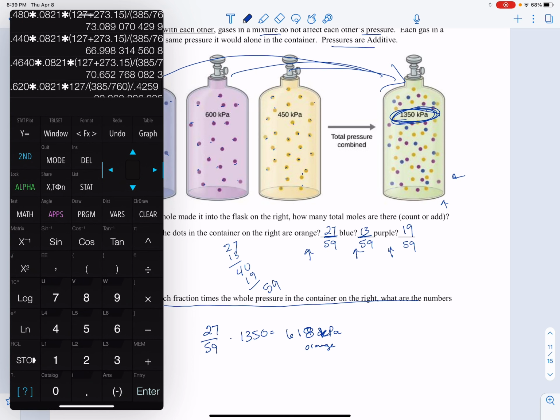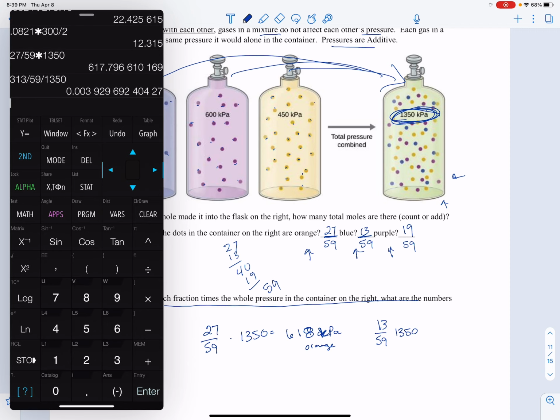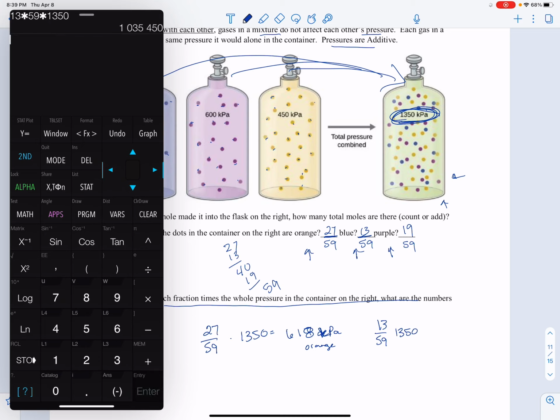Then if we want to figure out the pressure of the next section, we just do the same numbers. So we do 13 divided by 59 times 1350, and that gives us 297.5. And that's kPa. So that's how much is due to the blue.